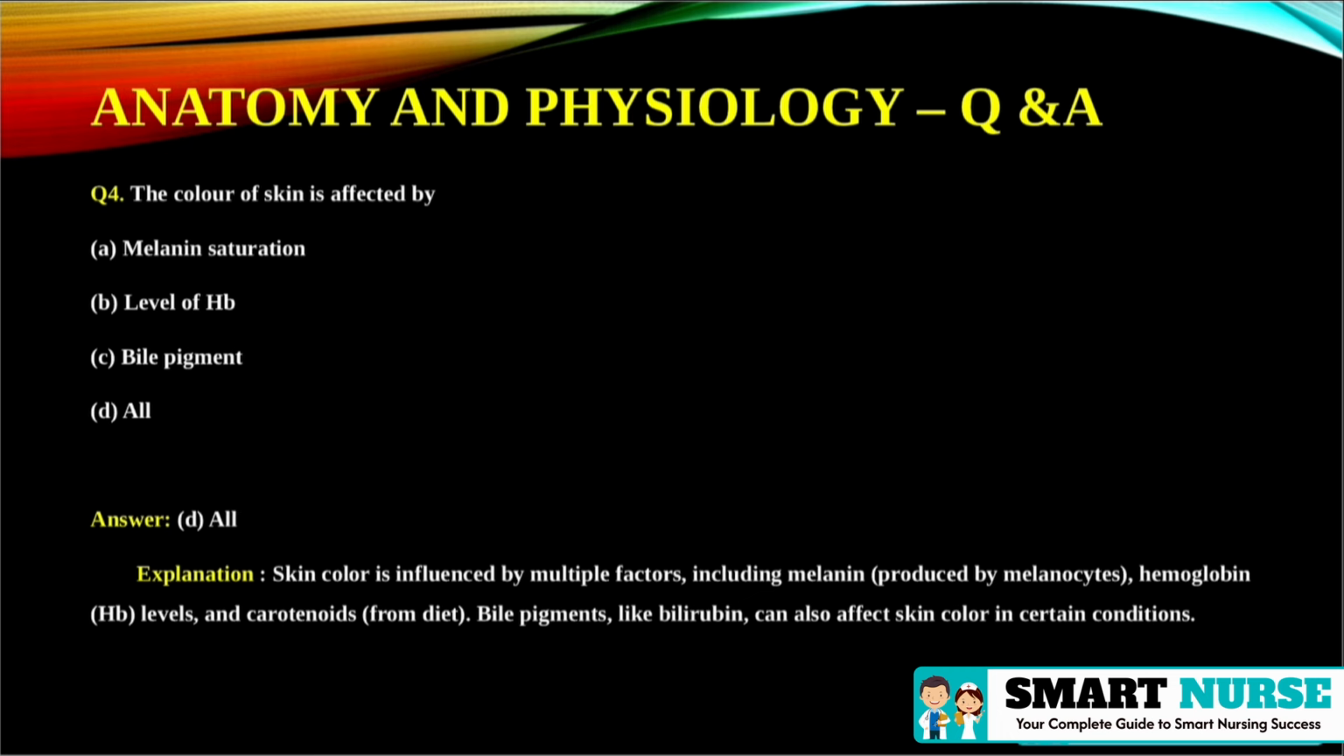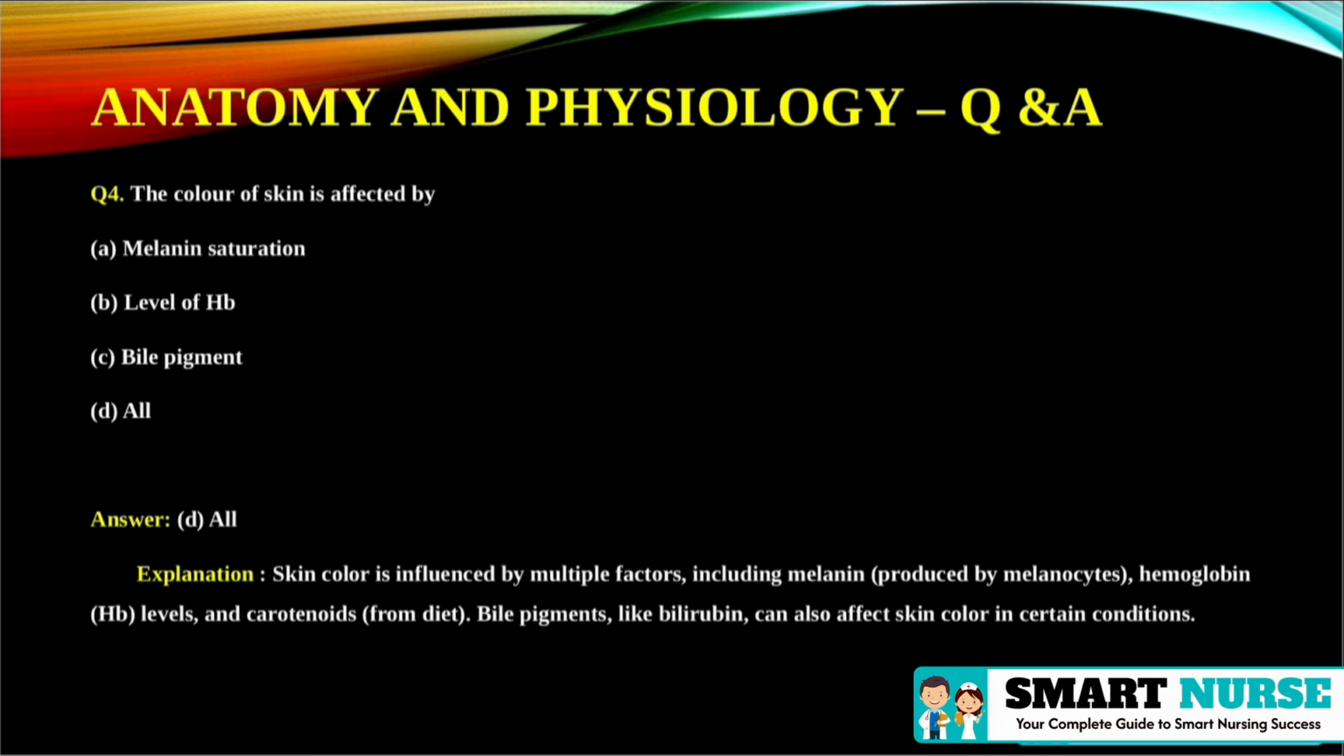Option C is bile pigments. They are colored components derived from the breakdown of hemoglobin, the protein in RBC. Bile pigments affect our skin color when there is an abnormal buildup in the body, causing yellowing of the skin and eyes. So all of the above, one way or another, they affect our skin color. So the answer is all of the above.